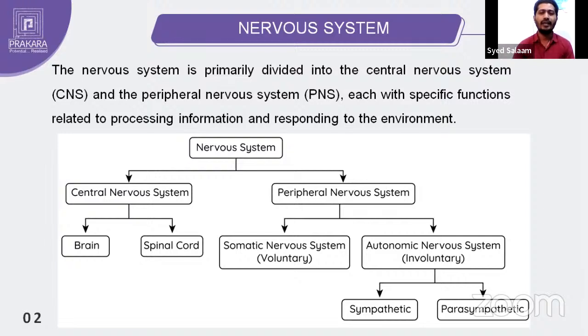The nervous system in our body can be divided into two categories: central nervous system and peripheral nervous system. The central nervous system is totally controlled by the brain and spinal cord. The peripheral nervous system comprises the somatic nervous system and the autonomic nervous system. The somatic nervous system deals with voluntary movements of our body, whereas the autonomic nervous system controls involuntary movements. The autonomic nervous system further divides into sympathetic as well as parasympathetic.